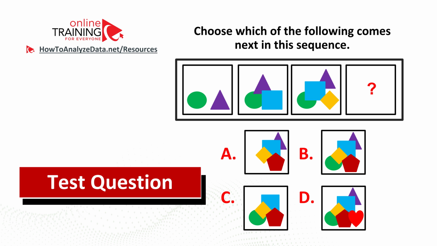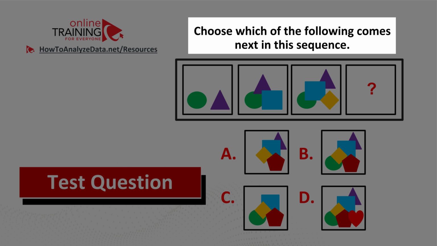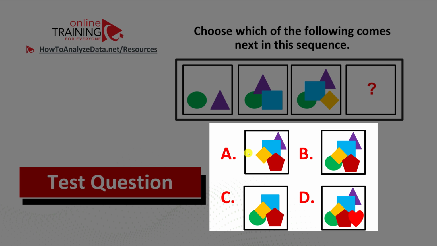Here's an interesting question from the real test. I have confidence that you might figure out the answer. Here's the question. Choose which of the following comes next in the sequence. And you're presented with the sequence of objects. Take a close look at the sequence and try to determine which one of the choices A, B, C, or D comes next in the sequence.